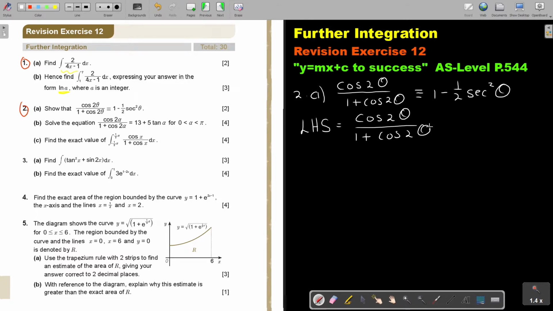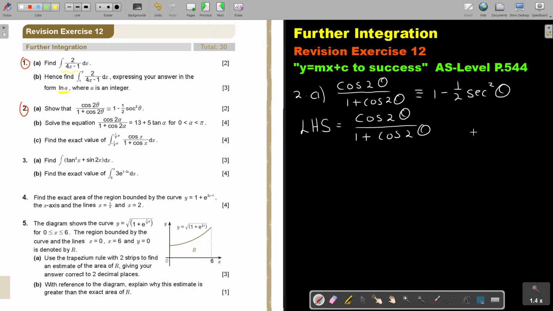Okay. Now, I'm just going to make use of my identities. In this case, I'm trying to create maybe a difference between two squares. But I'm going to go with this identity. Can I just show you quickly, it's the double angle identities. Can I maybe write it here?